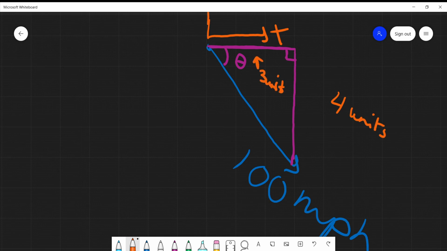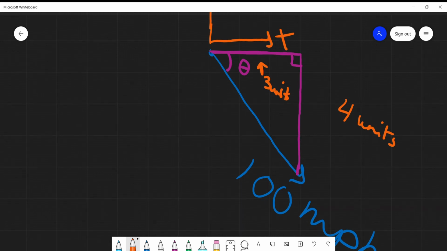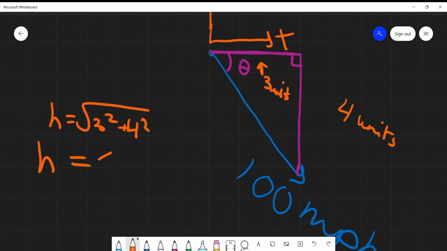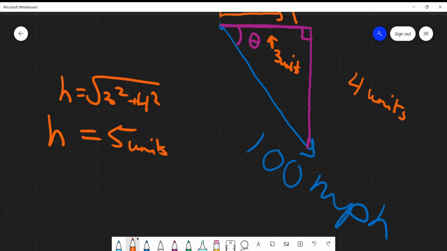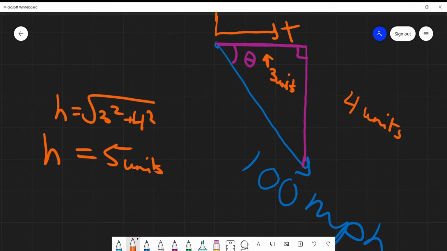And because this is a right triangle, we can figure out how long the hypotenuse is by doing h equals the square root of 3 squared plus 4 squared. And that equals 5 units, okay? So we know the blue line spans 5 units, and we know the x and y components span 3 and 4 units respectively, so we could figure out how many miles per hour are in each.